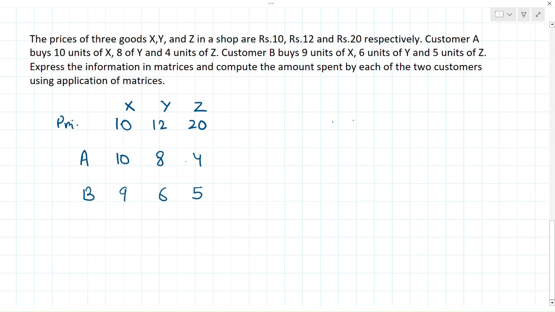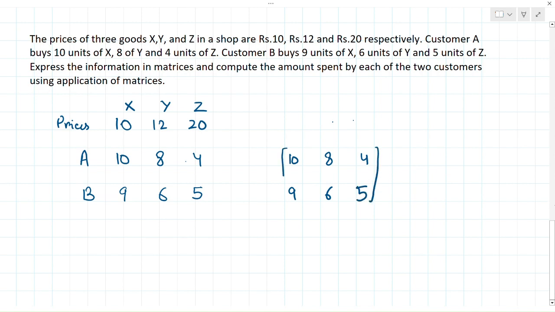So now we need to show this information in the form of matrix. And then you need to compute the amount that is spent by each of the two customers. अब देखो क्वेश्चन में वो ये पूछ रहा है कि A और B ने कितनी कितनी अमाउंट स्पेंड करी टू परचेज द प्रोडक्ट्स ऑफ X Y Z. सो सबसे पहले हम बनाएंगे हमारा मैट्रिक्स 1, दैट विल बी योर 10, 8, 4 and 9, 6, 5.